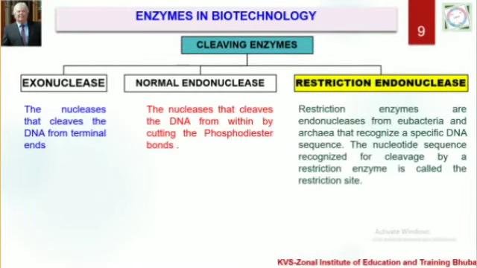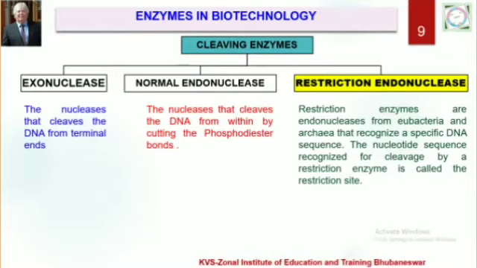We talk specifically about the third and important enzyme, which is used, or rather say, because of which this biotechnology or recombinant DNA technology became possible. Restriction enzymes are endonucleases obtained from eubacteria and archaea that recognize a specific DNA sequence. The nucleotide sequence recognized for cleavage by restriction enzymes are called as restriction sites. We'll be reading in details.